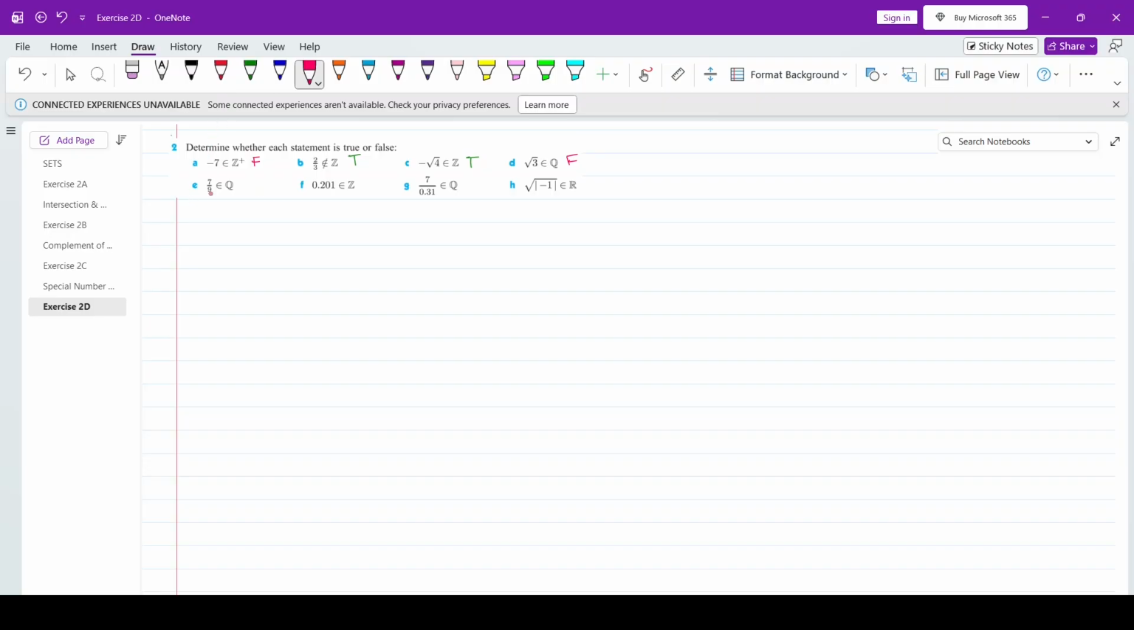7 divided by 9 is a part of rational numbers. Yes, rational numbers can be written in the form p by q. So this statement is true. 0.201 is a part of integers. This statement is false because 0.201 is not a part of integers.